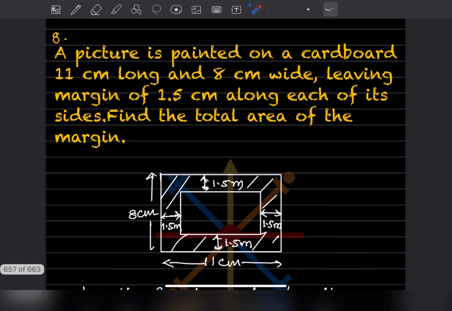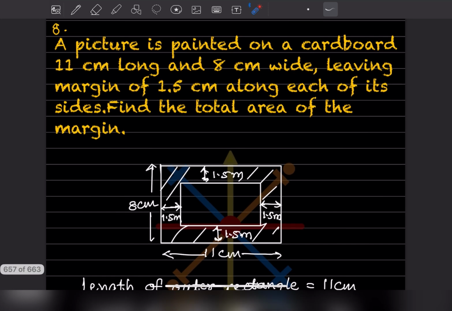Now a picture is painted on a cardboard 11 centimeter long and 8 centimeter wide, leaving a margin of 1.5 centimeter along each of the sides. So this figure, and you have to find the total area of the margin. This figure was not given, so I have made the figure for better understanding.